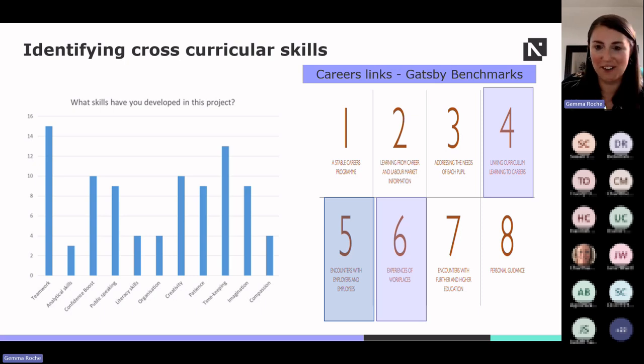These are skills that we want every young person to have to go out into the world of work with, or the big wide world, not just work. And this also linked to the Gatsby benchmark. This helped us get the Careers Award as a school. So 4, 5 and 6: linking curriculum to careers, encounters with employers and employees, experience of workplaces. It's like they were actually working in the gallery. So think about how you can link in those career links as well for your projects.